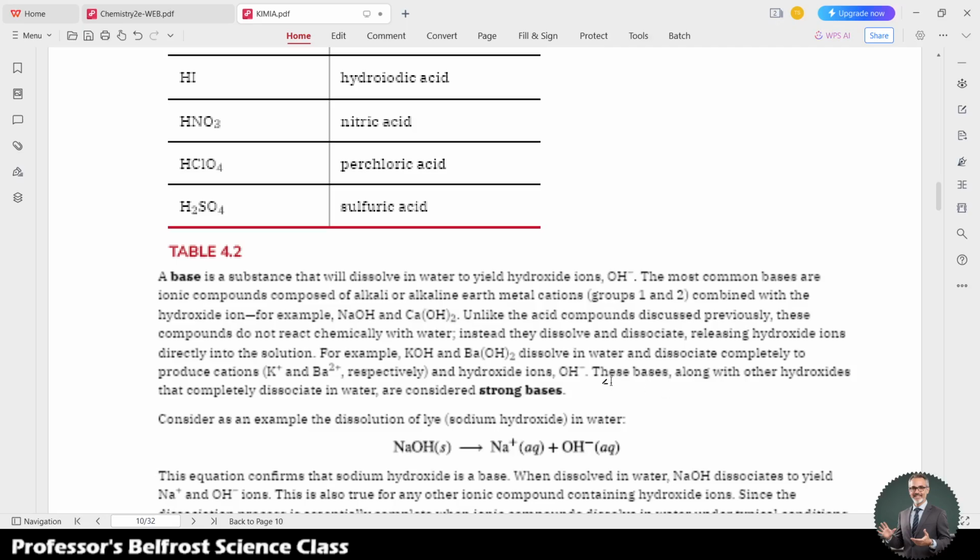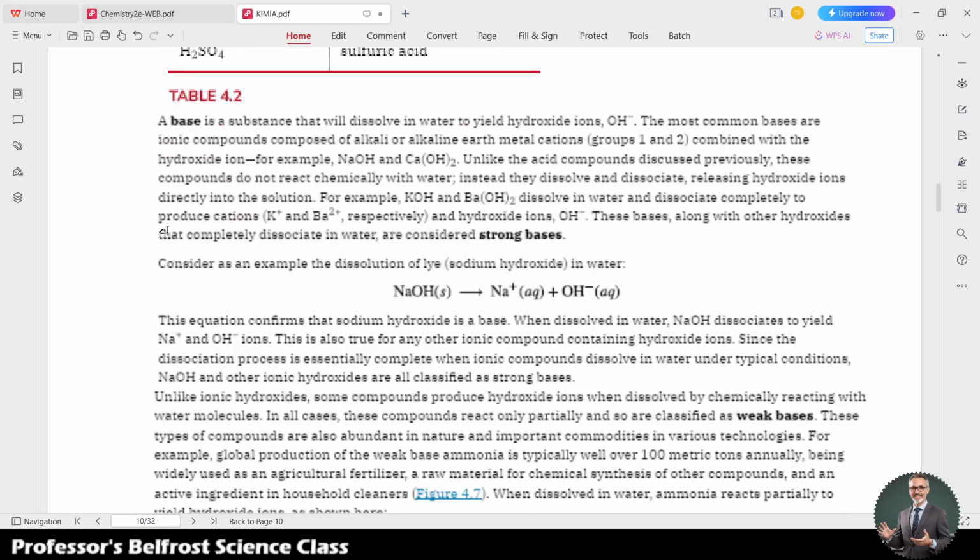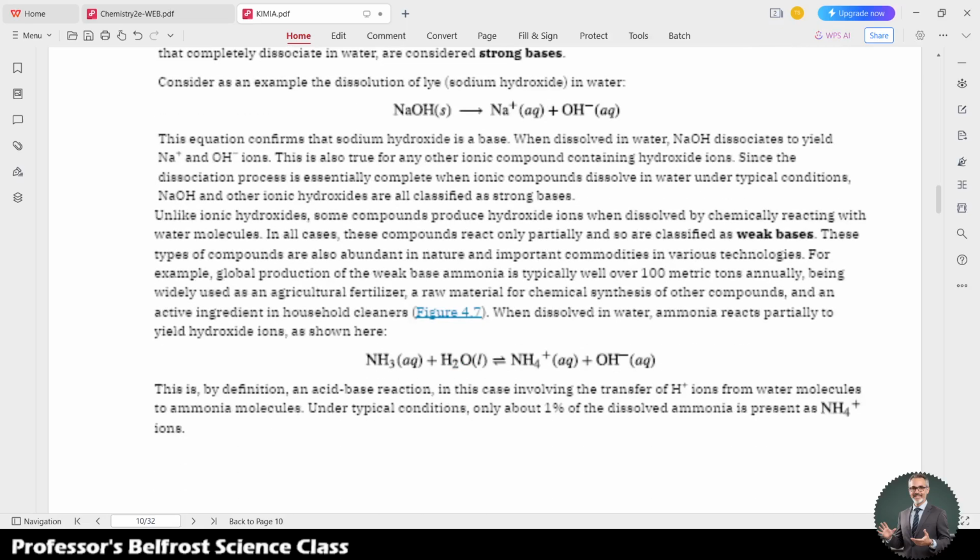Okay, and for the one that is so, this is called a strong base, which is a base that completely dissociates in water. So consider the dissolution of lye, or sodium hydroxide, in water. We have sodium hydroxide which dissolves into sodium ions and hydroxide ions. This equation confirms that sodium hydroxide is a base. When dissolved in water, sodium hydroxide dissociates and yields sodium ions and hydroxide ions. And this is also true for any other ionic compounds that contain hydroxide ions.